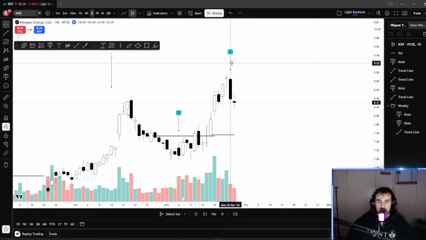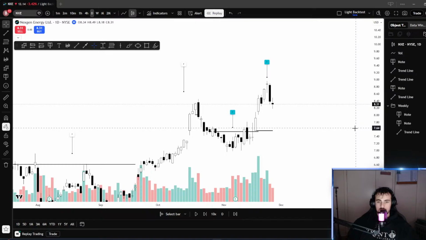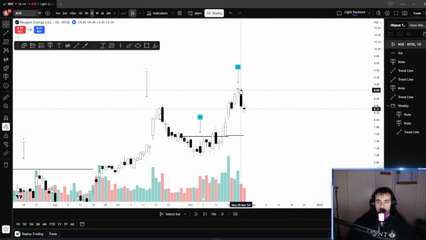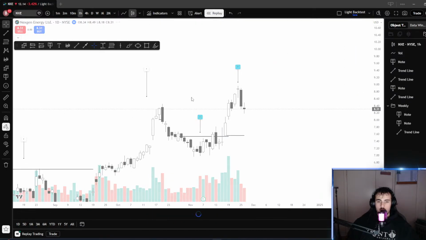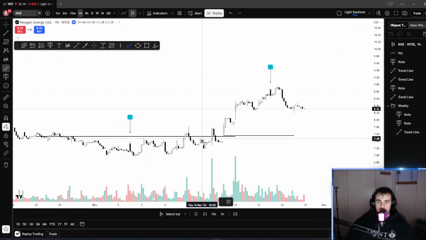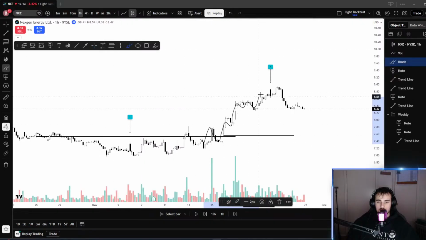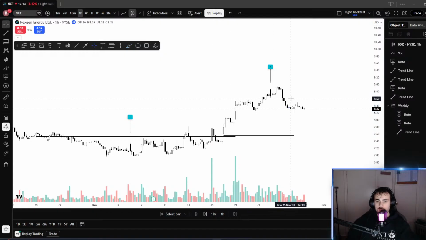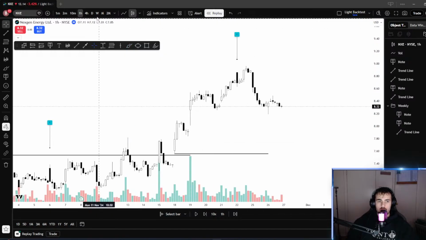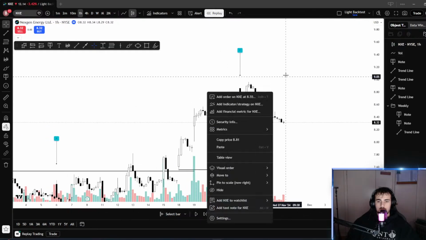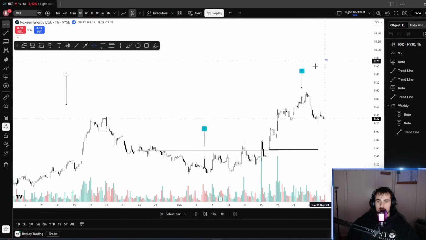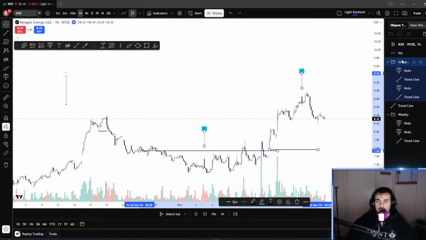So this would be the first high to be ran. And you'll notice when you get that pullback on the daily, the 1 hour structure completely breaks down. Just going to group up my daily labels here.